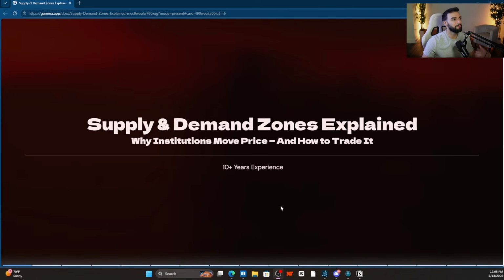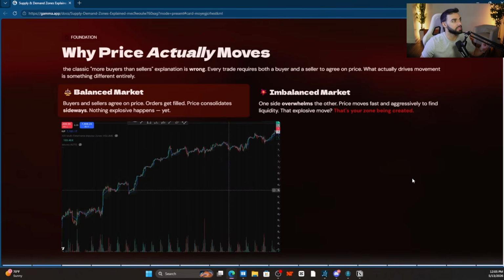Supply and demand zones explained. This is how institutions move price and how you can actually go about trading it. And again, I have over 10 years of experience doing this. But why does price actually end up moving? The classic "more buyers than sellers" explanation is kind of wrong when you think about it at a deeper level. Every trade requires both a buyer and a seller to agree on price. That's not what actually drives movement. It's something completely different.